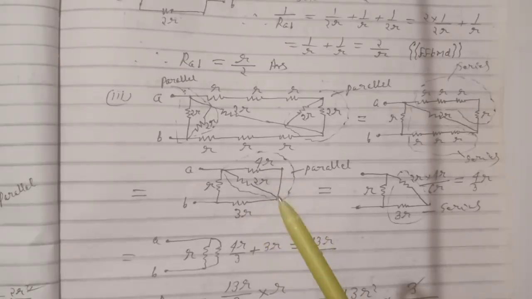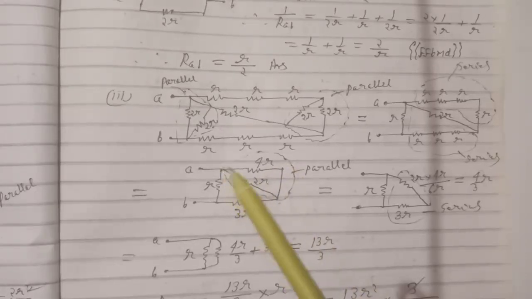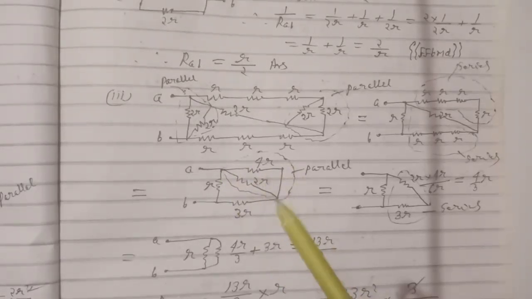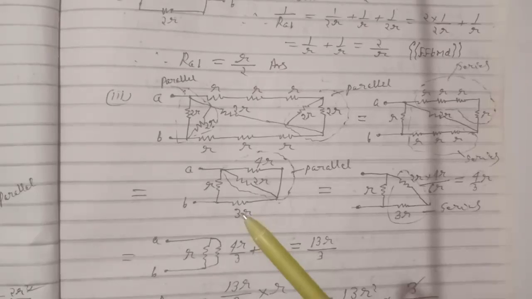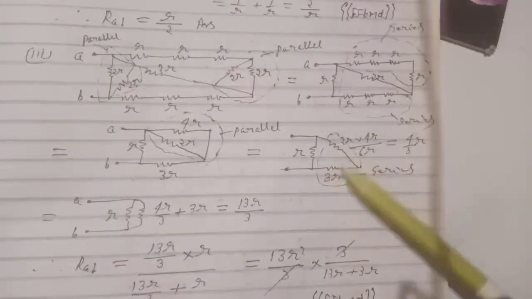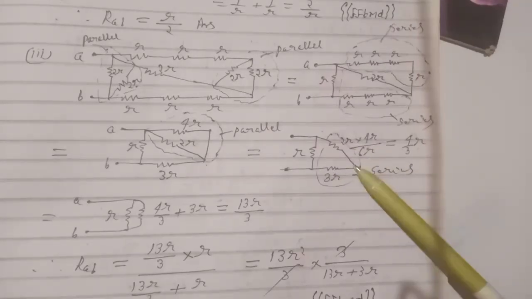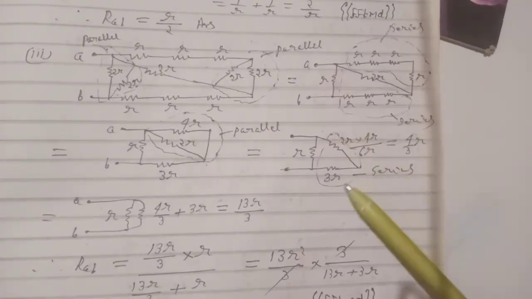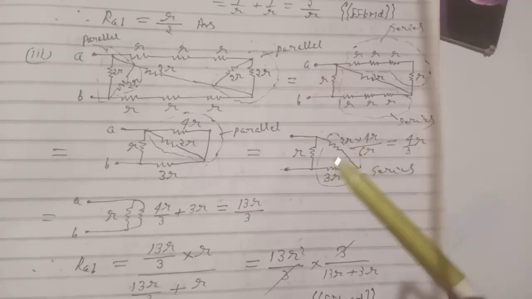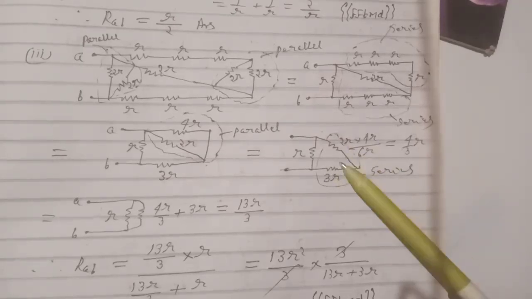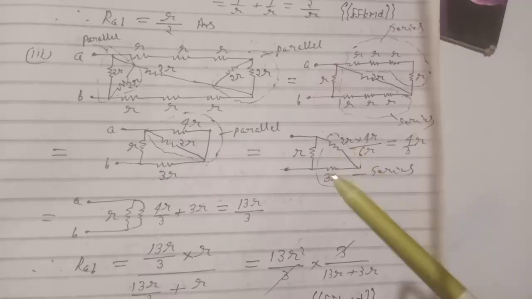Now these two will be in parallel because one end is connected here and the other end is connected here. So getting this equivalent value, it will be in series with this. Here it is shown, it is in series with this, and calculating the value, finally we have 4 by 3r and this is 3r. Now these are in series, so we can calculate directly, and this equivalent of these two will be in parallel with this. Here it is shown.